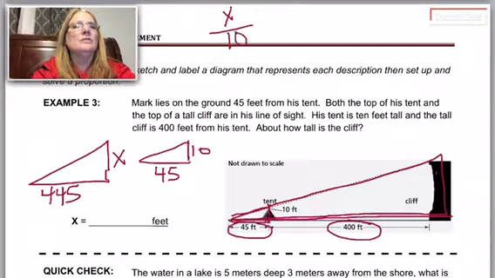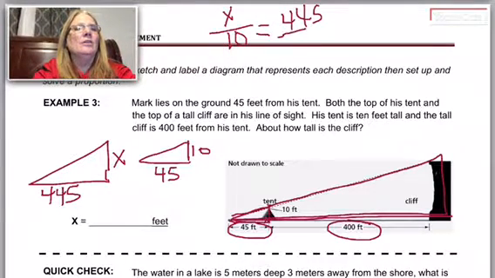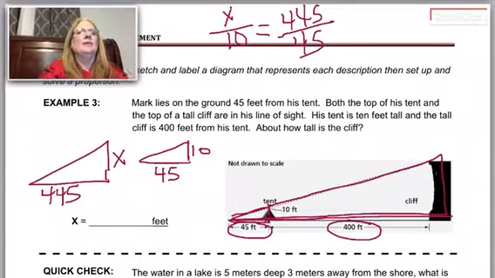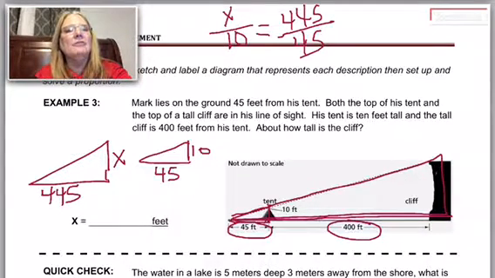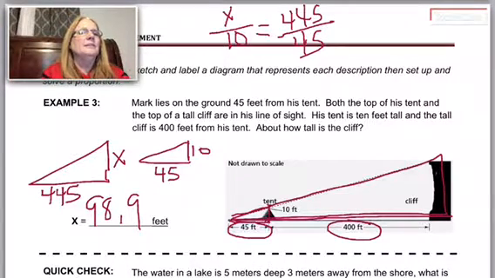X over 10 equals 445 over 45. And if we cross multiply and divide here, we get 4450 divided by 45, we get 98.9 feet. Okay, so it's almost 100 feet.